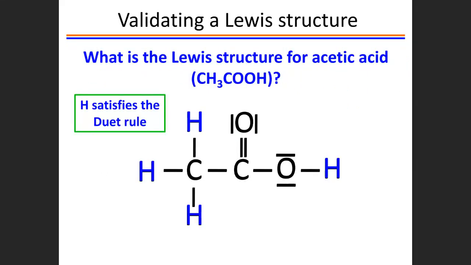What is the Lewis structure for acetic acid? So this CH3COOH is called acetic acid, and this COOH is the functional group. We see many compounds like that.